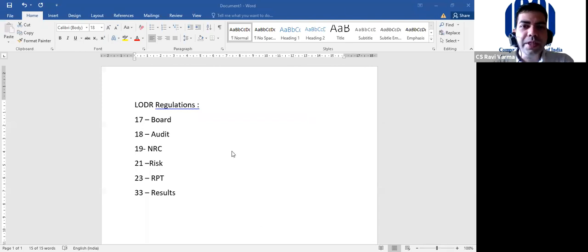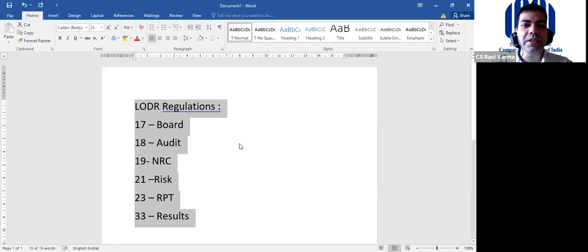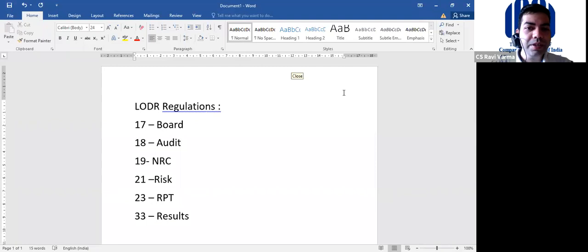So as I told you on the LODR, these are the provisions which you should focus on. You can see on the screen that 17 relates to the board, 18 to the audit committee, 19 is the NRC, 21 is the risk management committee. I told you the risk management committee is only for the top 500 companies.